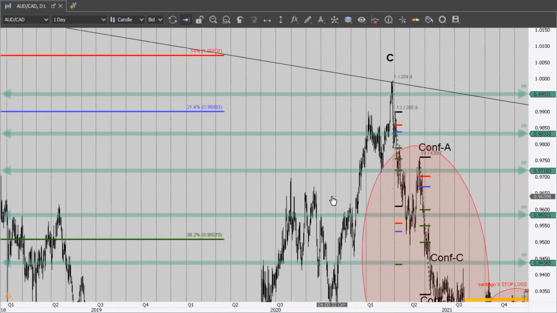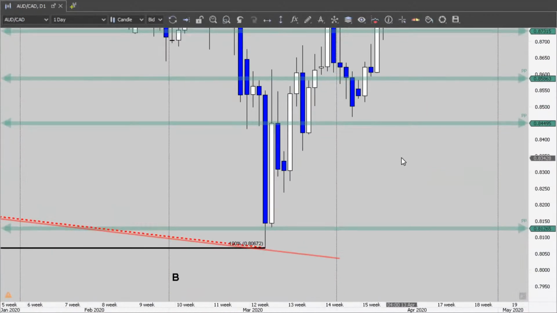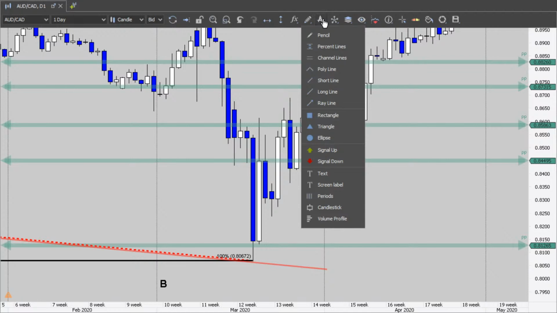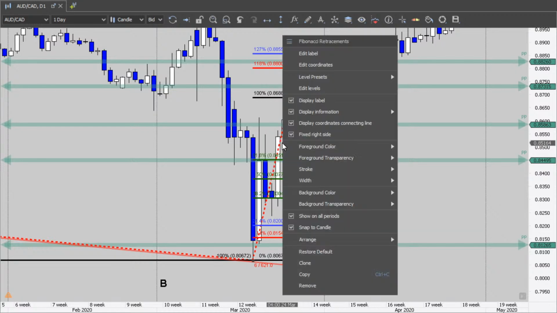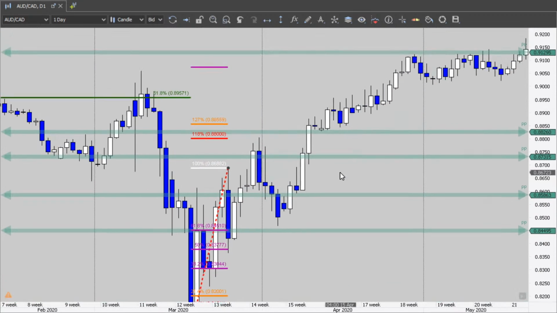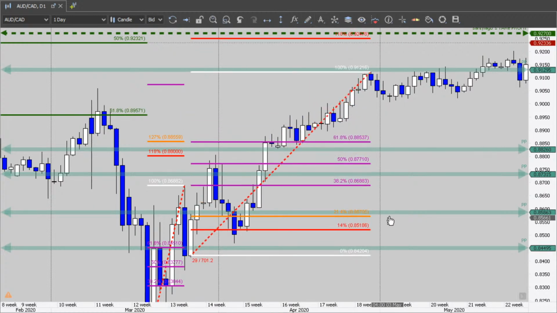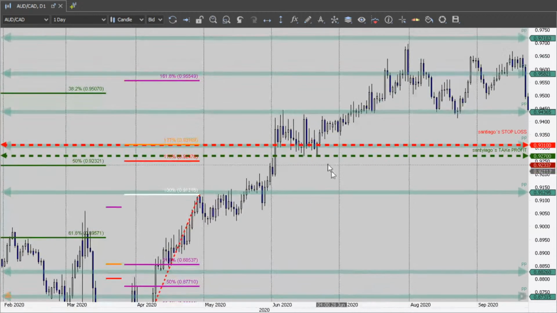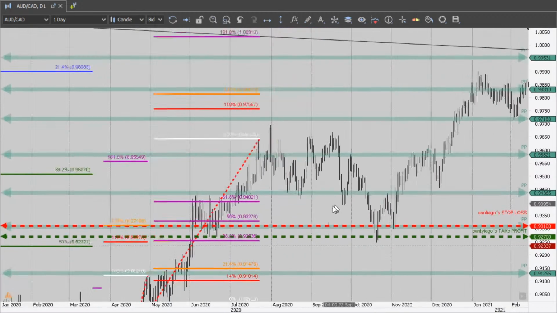AUDCAD daily chart, everybody. And I need to draw the contrarian, right? Because we don't have it. So very quickly, contrarian Fibonacci. We want to find if we have a confirmed C, yes or no. Contrarian Fibonacci, ABC, ABCD, ABCD, ABCD, ABCD.